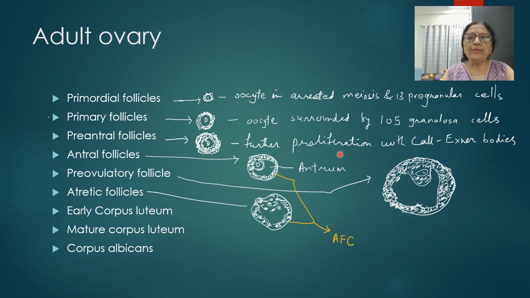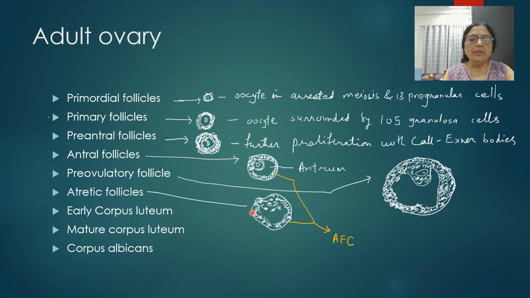There is further proliferation of these granulosa cells and there are Call-Exner bodies which are seen in that. When these bodies come together, there is a formation of antrum or cavity which is filled with the follicular fluid, and then we call it an antral follicle or Graafian follicle. Further development takes place in the Graafian follicle, then we call it a pre-ovulatory follicle.